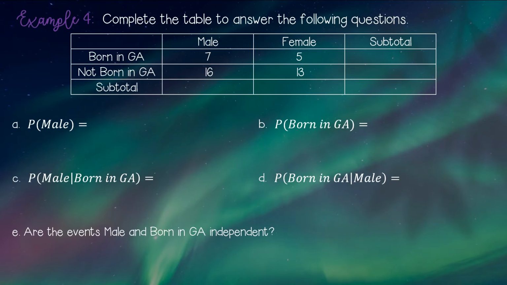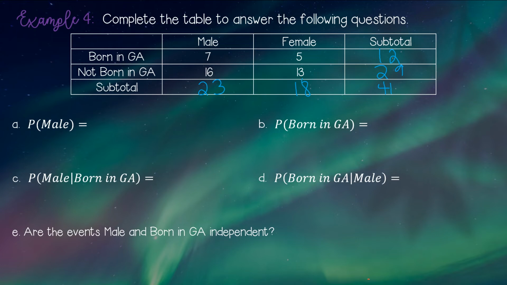All right, so another 2-way table, you may remember doing these last year, born in Georgia. How many people were born in Georgia? Well, we have 7 male, 5 females, so that's a total of 12. How many people were not born in Georgia? 16 male, 13 female, that's 29, giving us a total of 41 students. All right, how many are male? That's 23. And how many are female? That's 18. And just making sure 23 and 18, also 41.